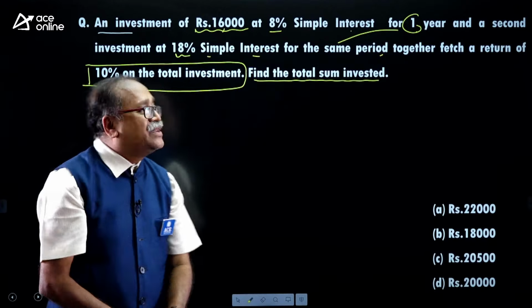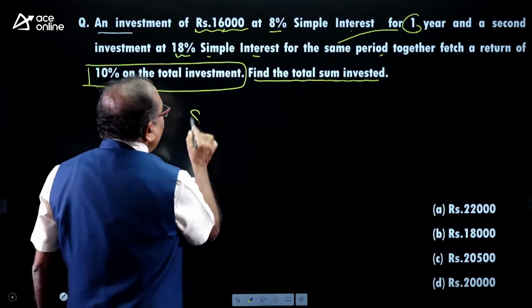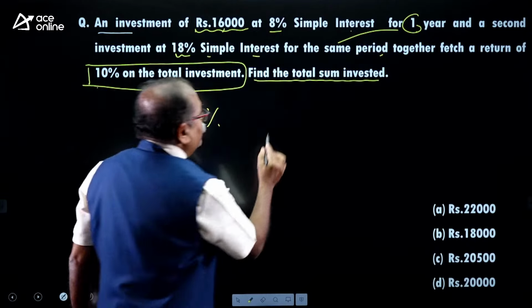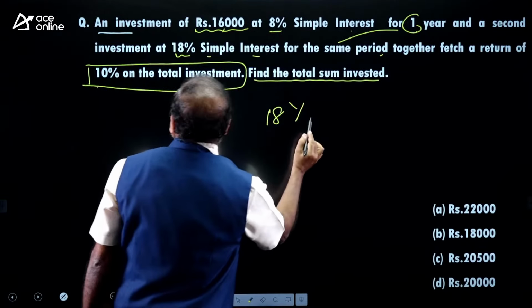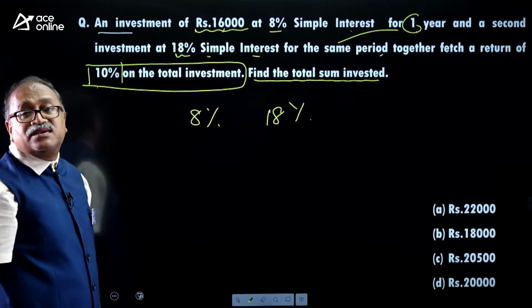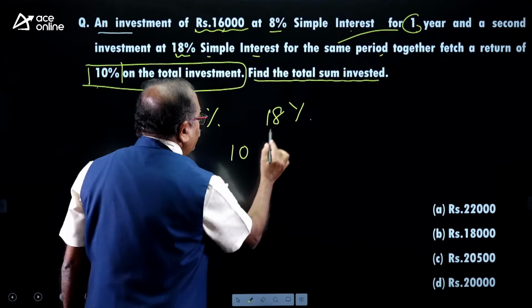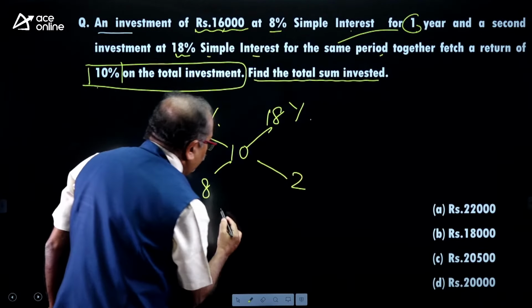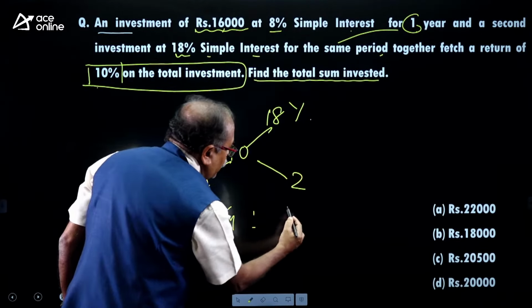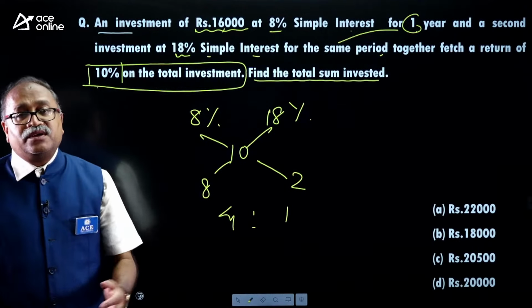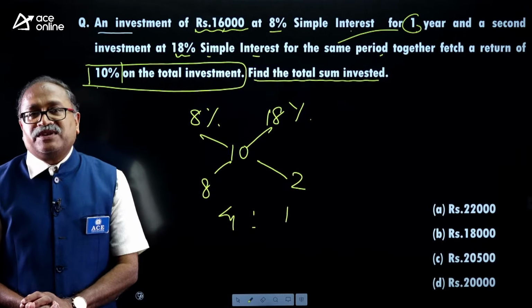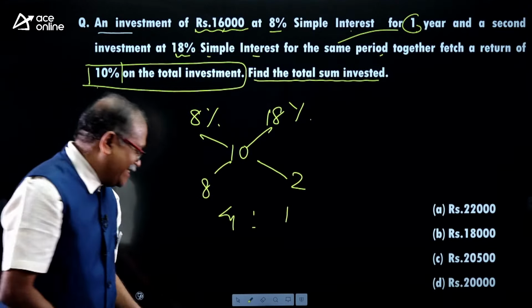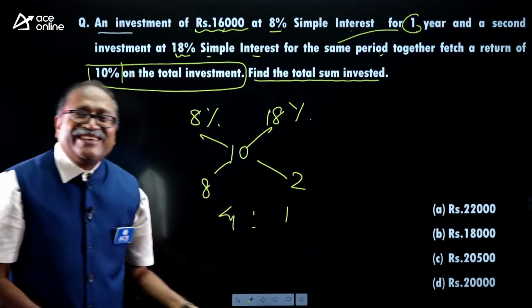Come on, my dear friends. So I know the lower rate of interest is 8%, the higher rate of interest, I am just giving some clue to you, 18%, and the average return is 10%. So this comes 8 over here, this comes 2 over here. That means 4:1 is the ratio in which the sum is invested. And one sum we already know. Find out the other sum.